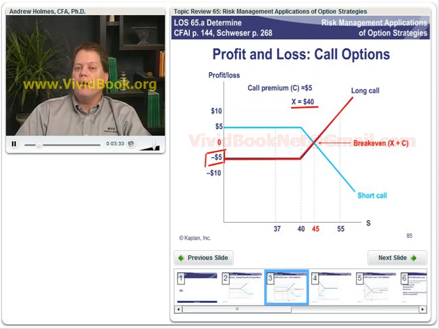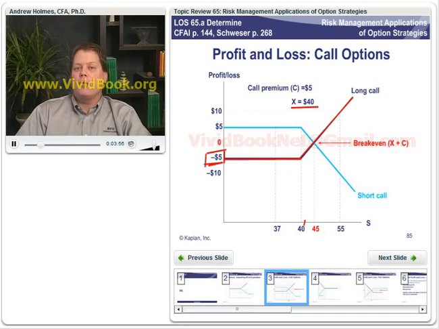Now, if it goes up to $41, am I going to exercise? Well, the answer, of course, is yes. I'm going to receive a terminal cash flow there, or a payoff at the expiration, of $1. So I'm going to be able to buy it for 40 and sell it for 41. I'm still, however, going to be in a loss position because I paid $5 to begin with, but it's better to lose $4 than $5.